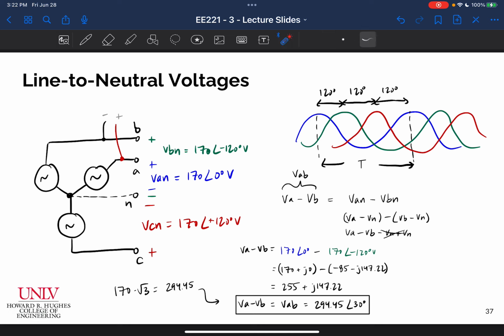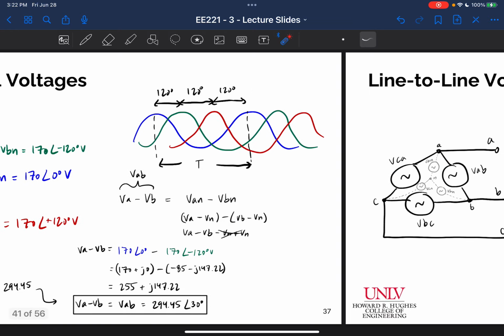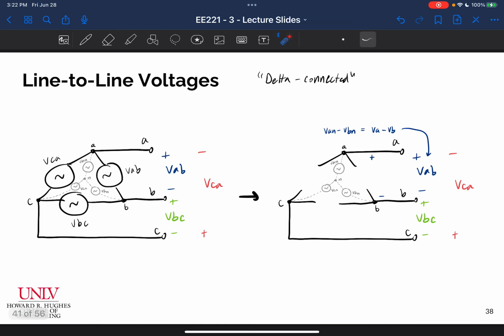if I connect my load between VA and V neutral, my load is going to see 170 volts angle 0. But if I connect my load between VA and VB, my load is going to see 294.45 angle 30. So the same load connected here versus connected here is going to see two very different voltages, and that's why this is important. It's important to keep these connections in mind when we start analyzing circuits.